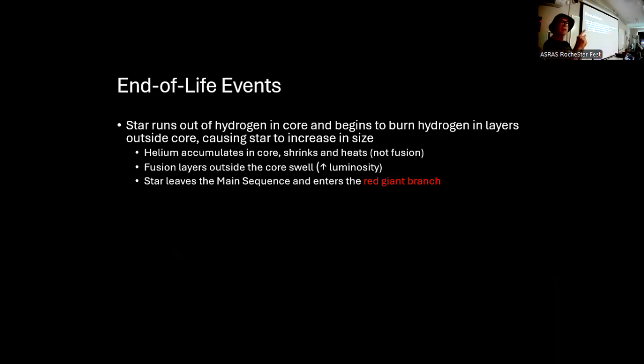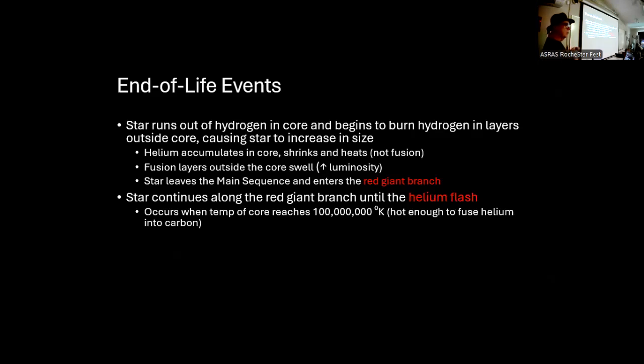So as stars get bigger and more luminous, they go up that left-hand scale. But as they get cooler, they go back towards the origin on the x-axis. So you can see what happens as these changes occur. So helium accumulates in the core. The core shrinks and heats, but doesn't undergo fusion at this point. Fusion layers outside the core swell, which increases luminosity, and the star leaves the main sequence at that point and enters what's called the red giant phase.